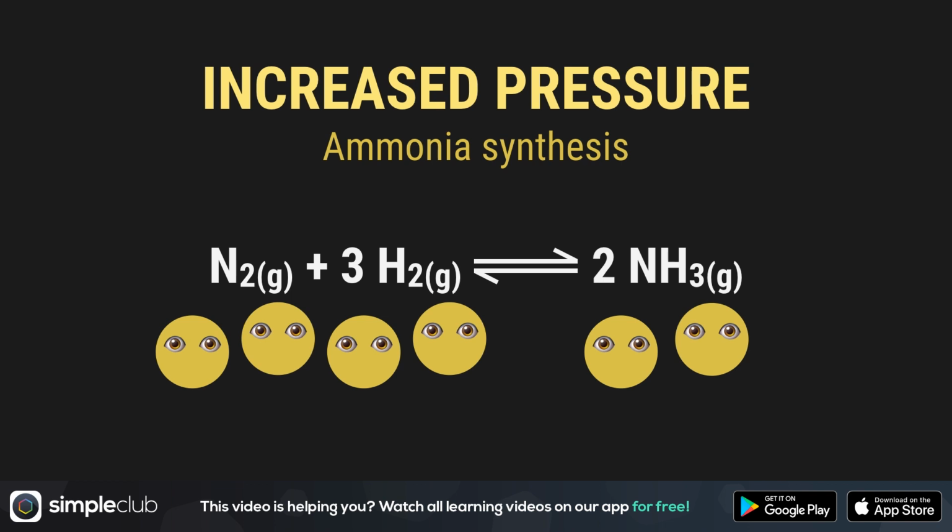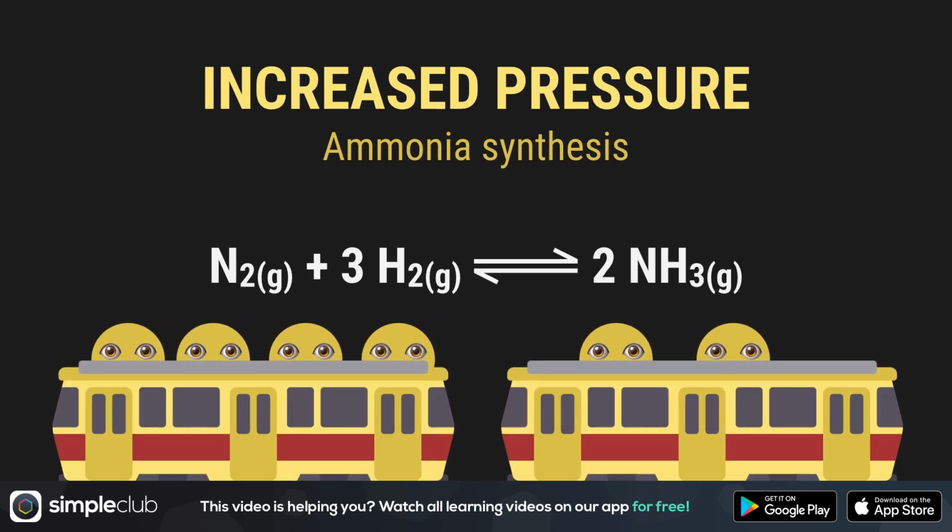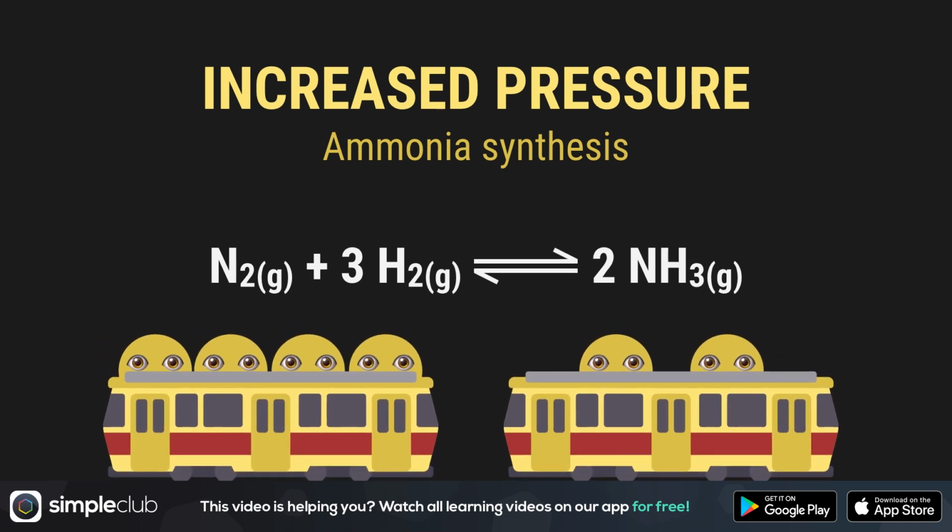You can imagine that each particle takes up the same space. At the same time, the particles have the same space available. It's like on a train. On the reactant side, 4 particles squeeze into one compartment, and on the right side, there are only 2 ammonia particles. Now, pressure is increased. That means the train's getting smaller and there's less space available.